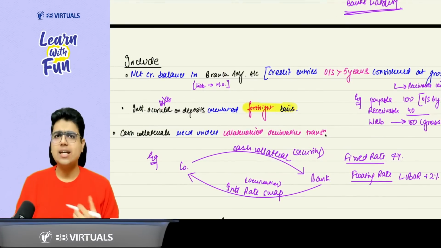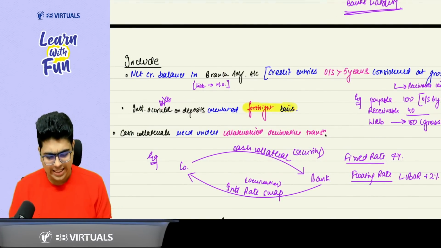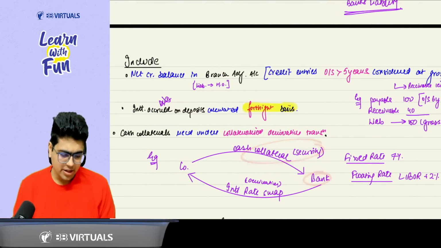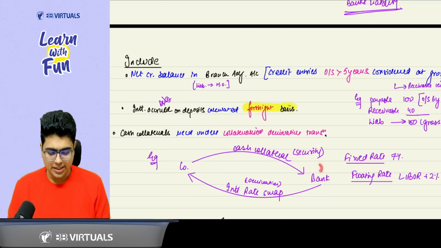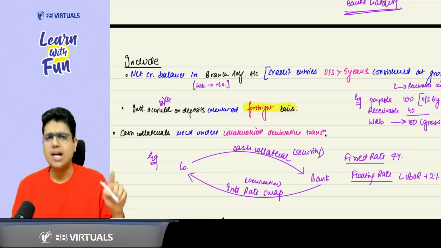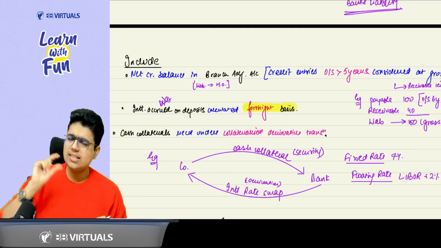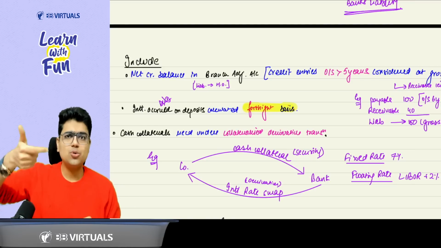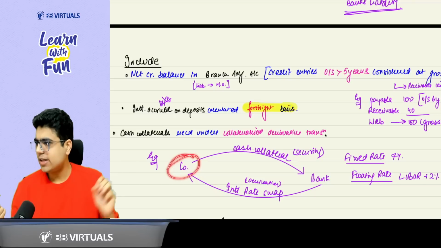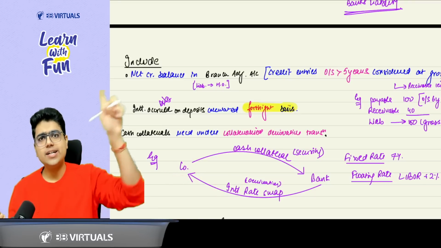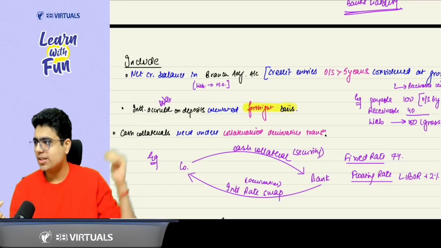Now everyone just try to understand, whatever cash collateral or security I have received as a bank, will I need to give it back to the company? Answer is yes. This is your liability which you will have to pay back to the company. Since it has to be paid back to the company, it has to be included in the DTL part.